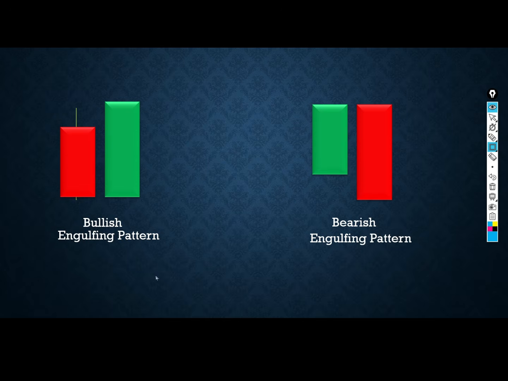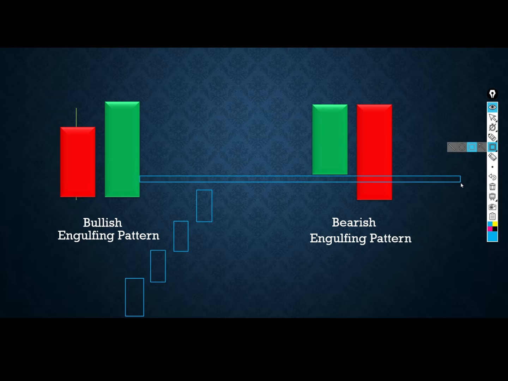Suppose buyers were controlling the market, meaning the market is moving upward. After reaching a level, a bearish candle completely covers the previous bullish candle. This shows sellers have taken control. Always remember, the pattern itself is not enough.